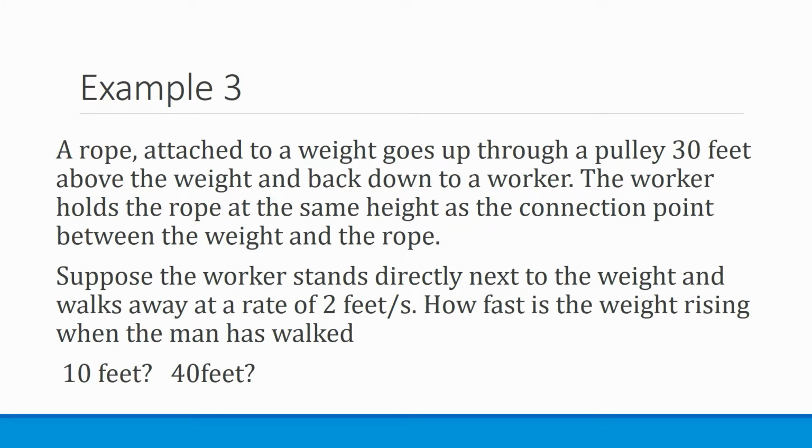Suppose the worker stands directly next to the weight and walks away at a rate of 2 feet per second. How fast is the weight rising when the man has walked 10 feet and 40 feet away from the weight?